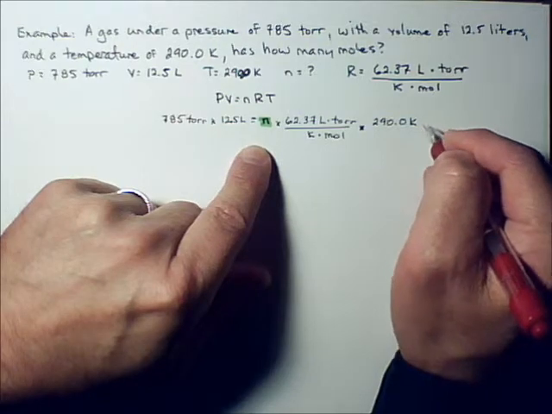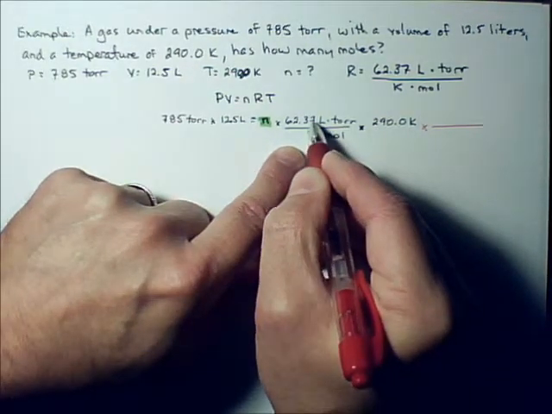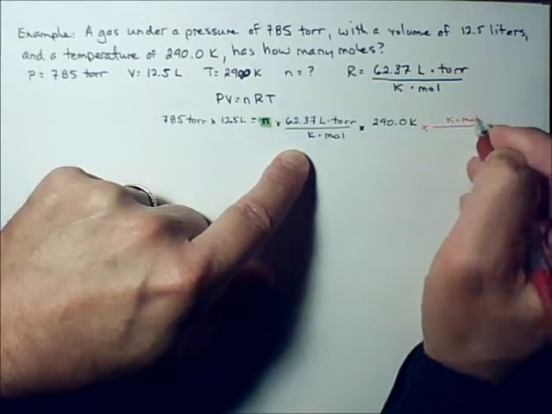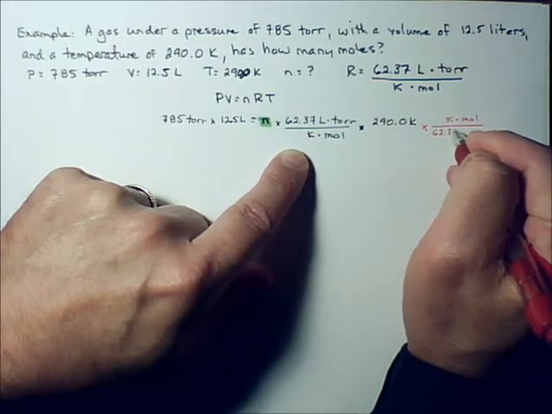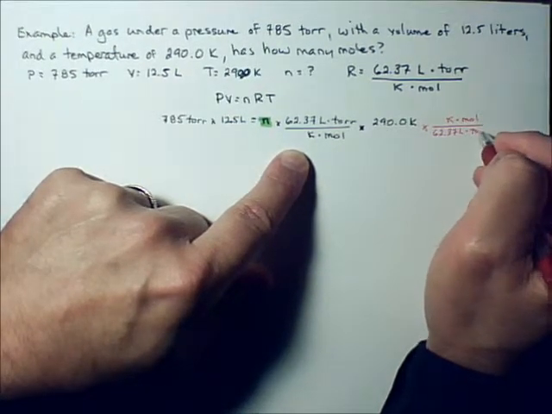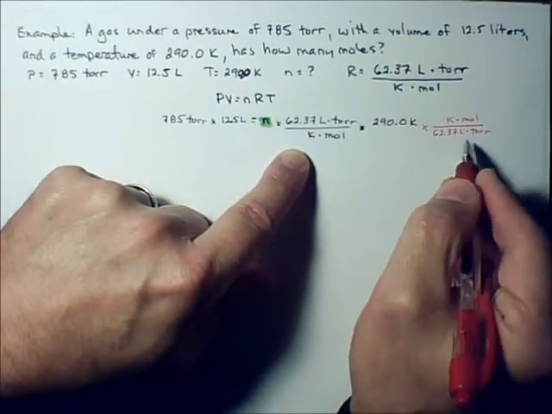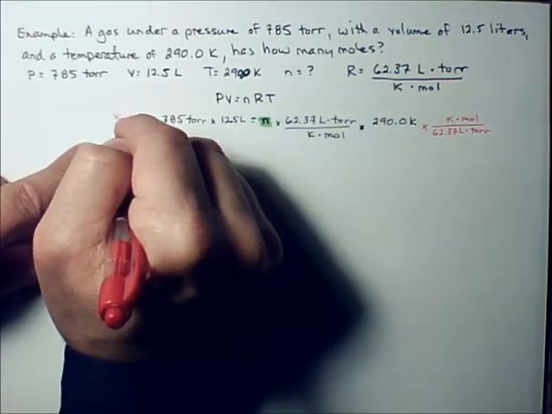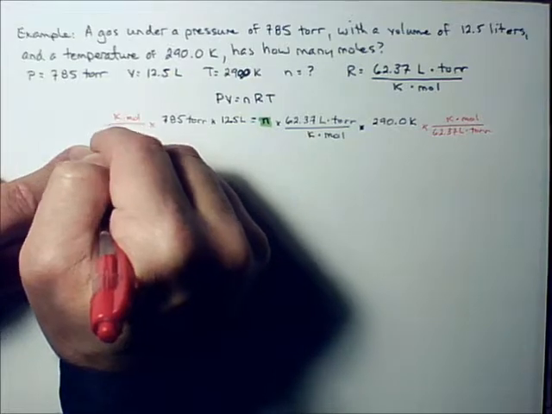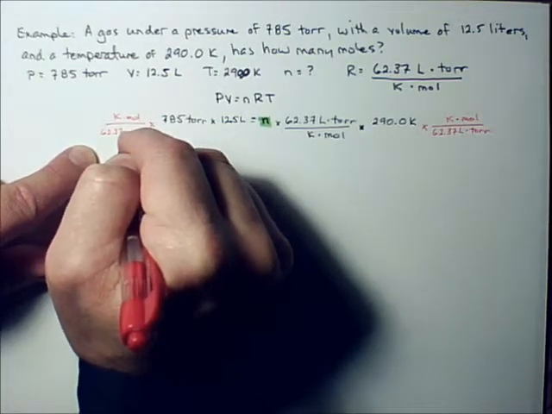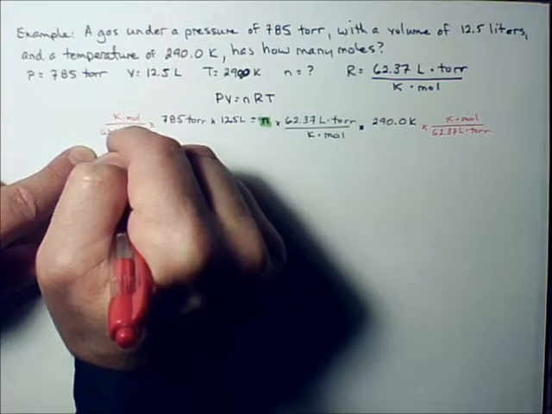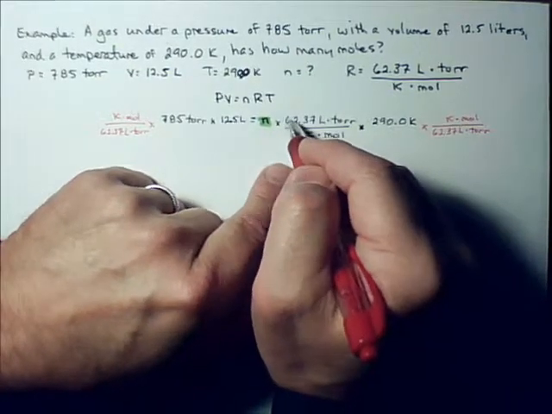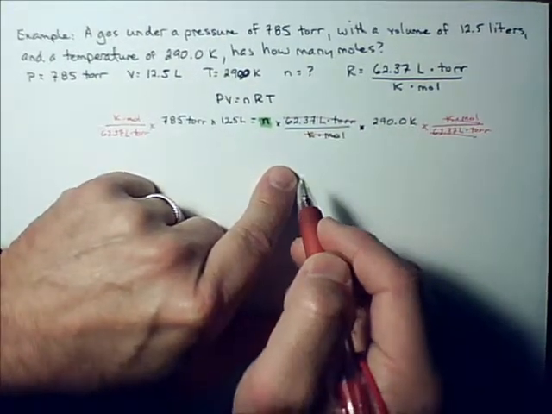Now here's what we're going to do. We're first going to multiply by the inverse of this. We're going to put Kelvin times moles on the top and 62.37 liters times torr on the bottom. But if we do it to this side, we've got to do it to the other side: Kelvin times moles over 62.37 liters times torr. Now we cross out. We can cross all this out here because we've got that there.